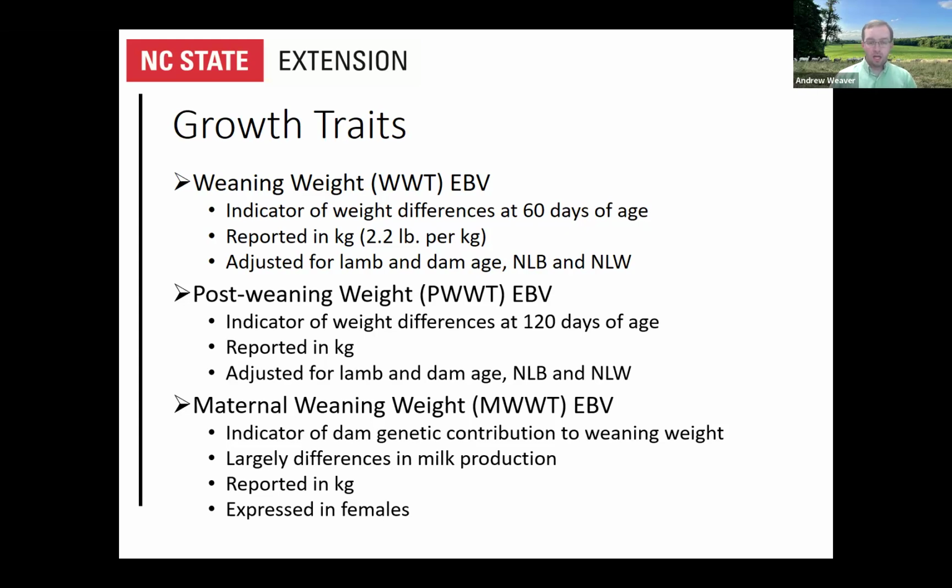And so that maternal weaning weight can be derived from that. It's also expressed in kilograms. It's a weight trait, and this is expressed in our females, right? And so we have maternal weaning weight EBVs on our rams. And we can really use that as a predictor of what potential milk production in that ram's daughters. But the trait itself is actually expressed in the females.